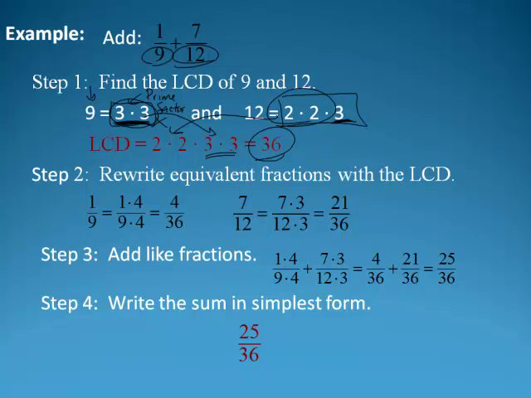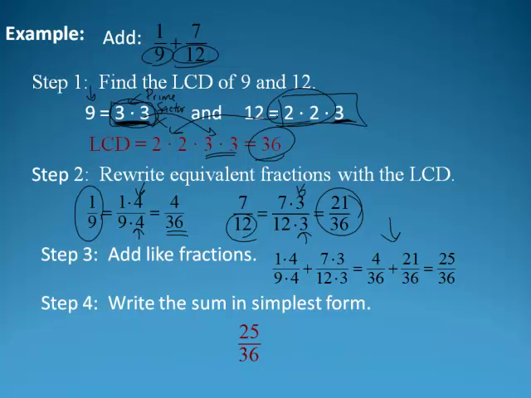Second step, rewrite the equivalent fractions with the least common denominator. Take 1/9 and force that 9 to become a 36, because that's your least common denominator, by multiplying it by 4. 9 times 4 is 36. But you know that if you multiply your denominator by 4, you have to multiply your numerator by 4 as well. And so you get 4/36 as the equivalent fraction for 1/9. Here, 7/12. To make a 12 into a 36, you have to multiply it by 3, multiply the numerator by the same, and you get an equivalent fraction of 21/36.